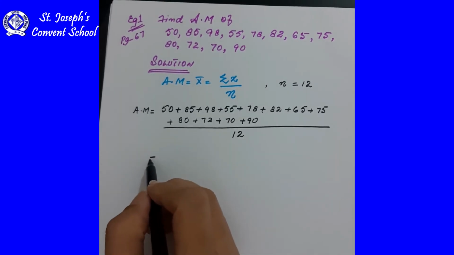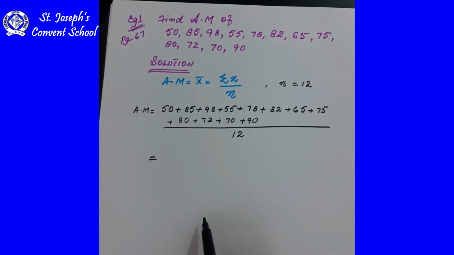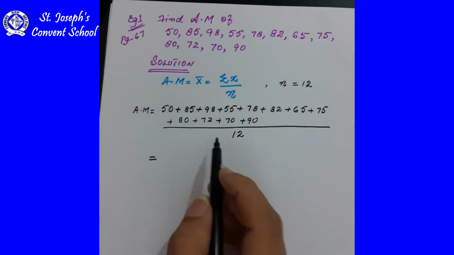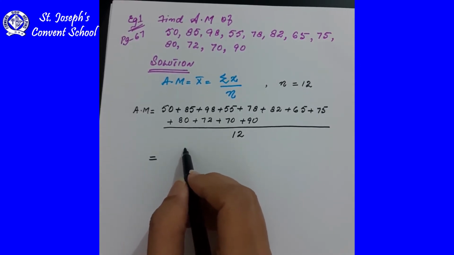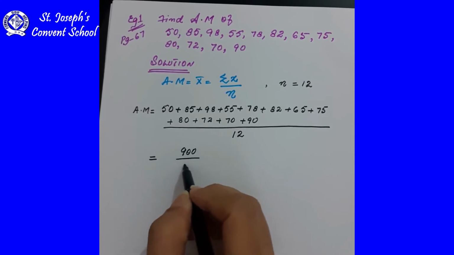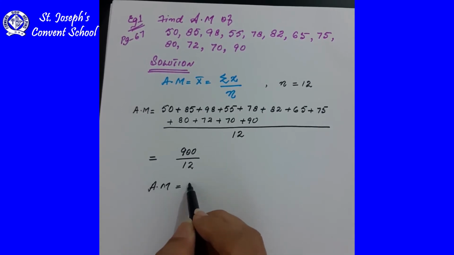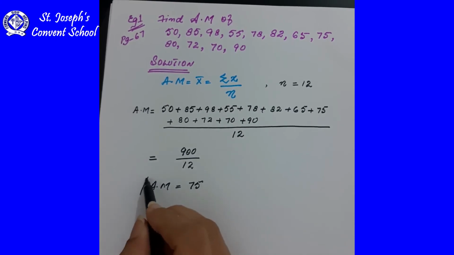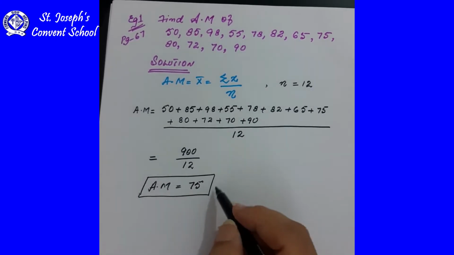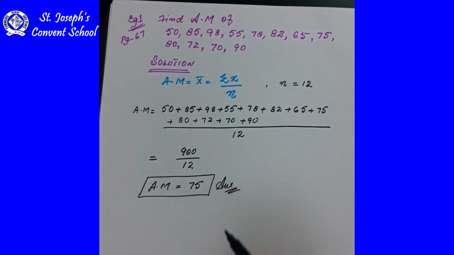So you can use a simple calculator, in the exams also. So add all these values. The sum of all these values is equal to 900 upon 12. You can calculate also. So after dividing, the arithmetic mean is equal to 75. Okay, so this is the answer. Very simple question, easily you can solve this. Add all the values and divide by the total number of observations.